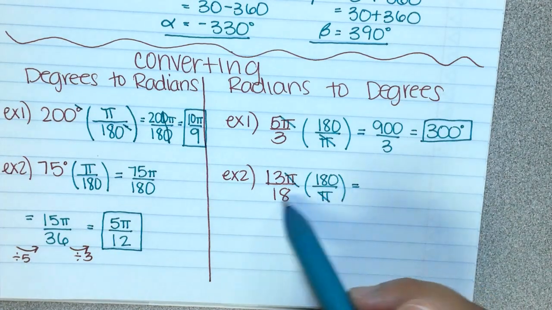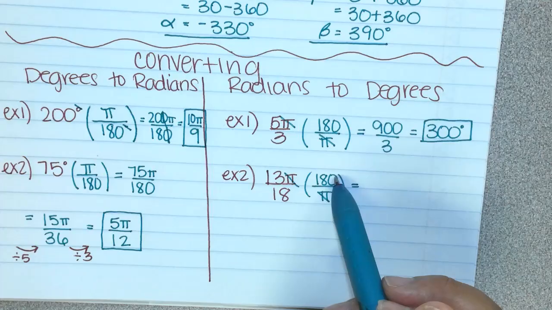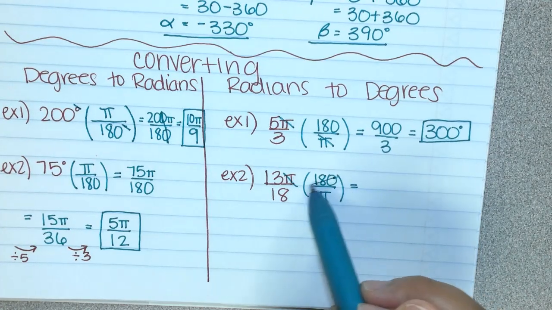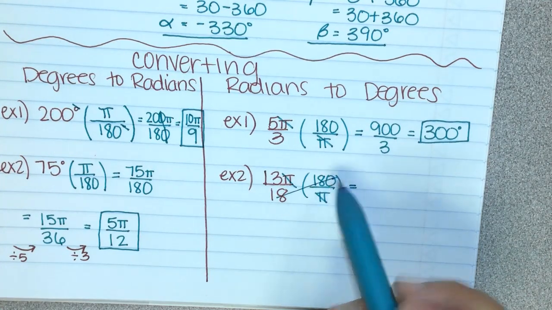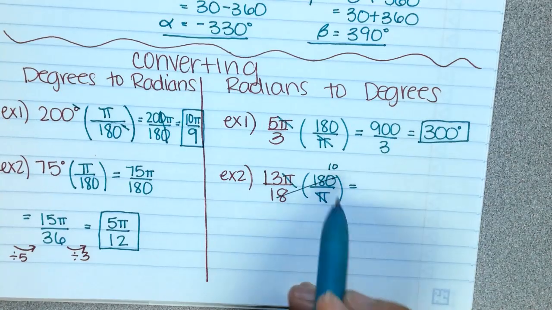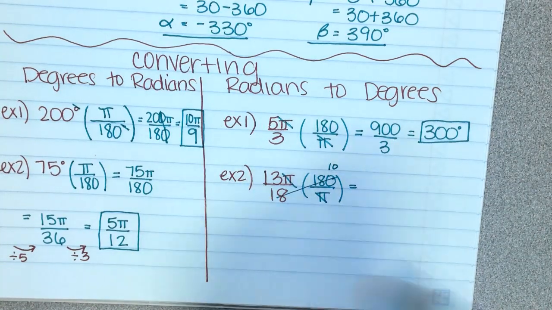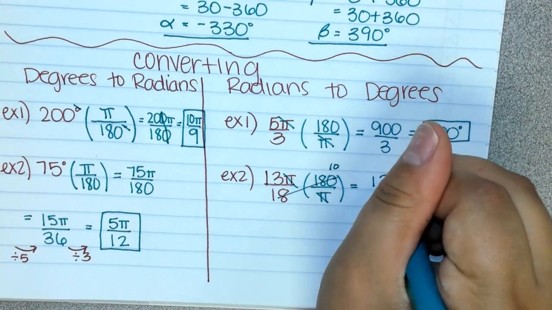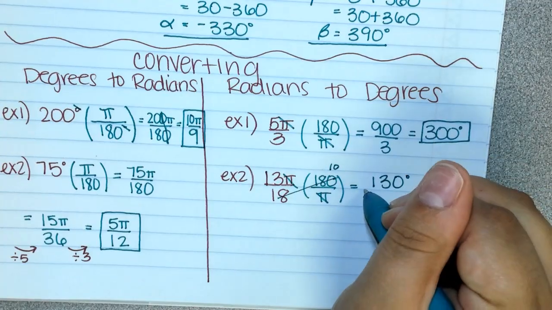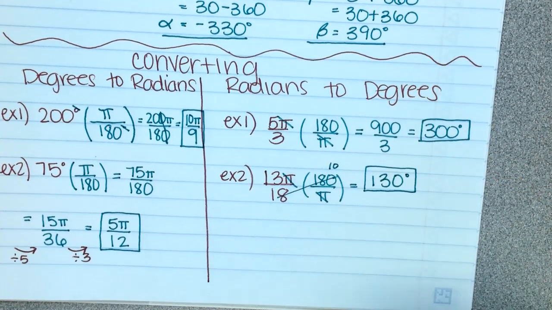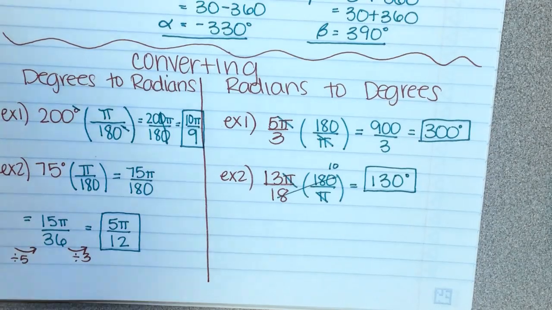What do you know about these two right here? They cancel and reduce to 10, right? And then what's 13 times 10? Again, you will have a baby calculator on this test, but that's how you do it. Any questions about converting? We're okay?